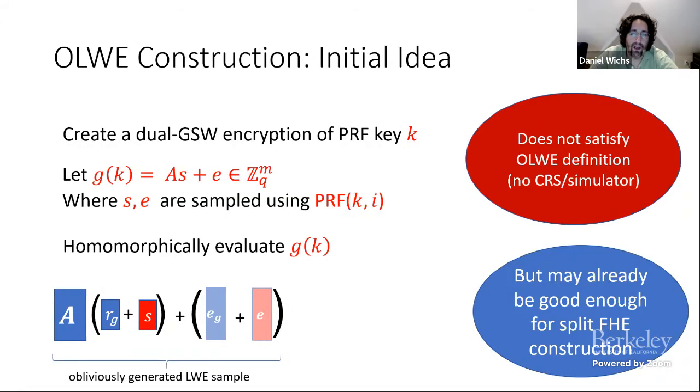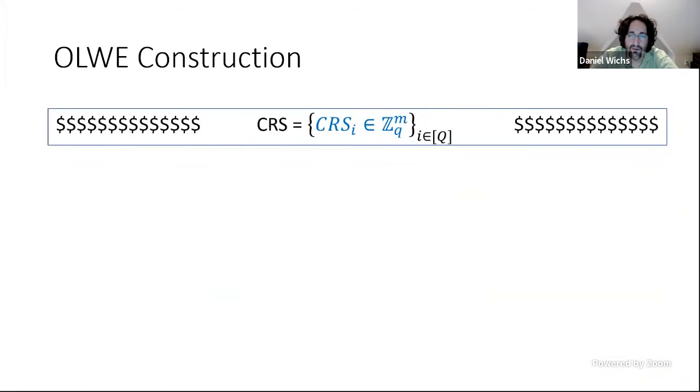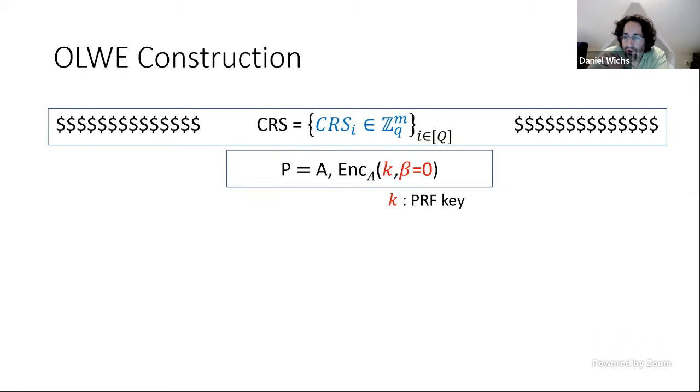Okay. So to get the construction of oblivious LWE sampling, we're going to adapt this idea just a little bit. We're going to include a CRS where the CRS just consists of a bunch of random values in Z_q^m. We're going to do something very similar as before. So the preprocessed version of this matrix A just consists of the matrix A and this dual GSW encryption of a PRF key K, plus some additional bit beta, which we're going to set to 0.